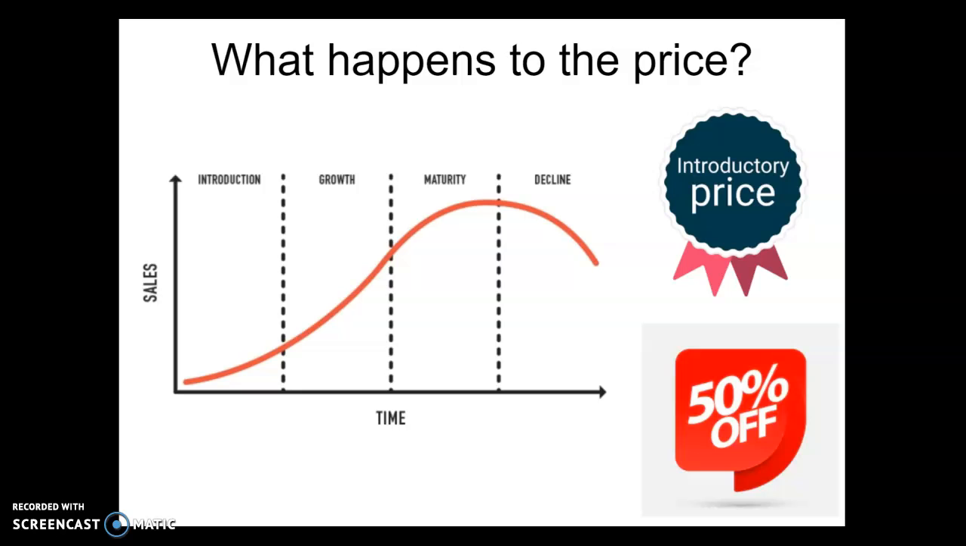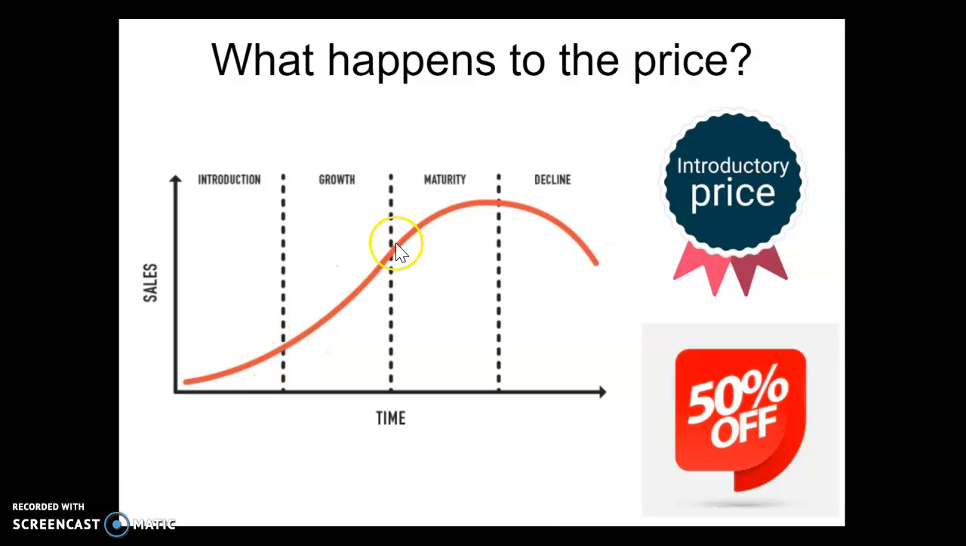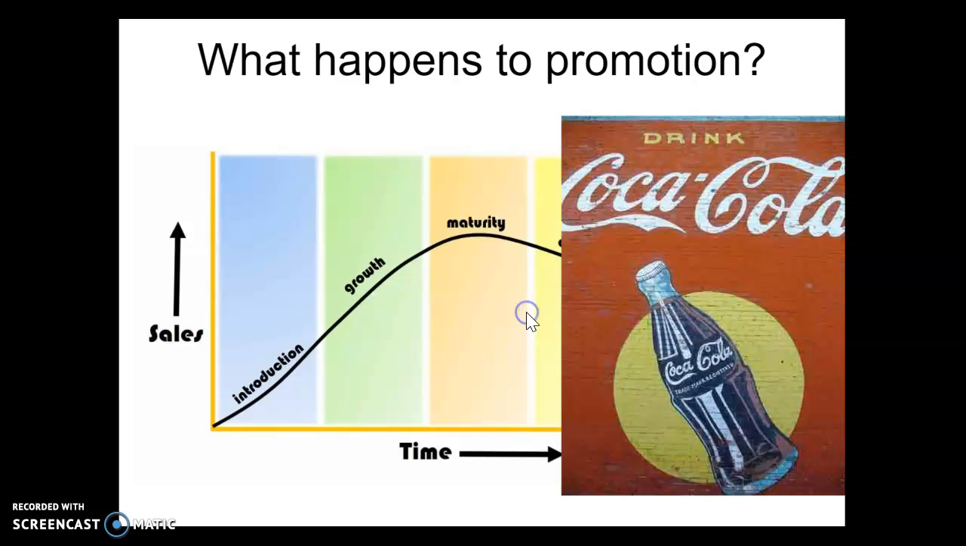So this is what happens to price at different stages of the life cycle. Unique products usually start with a high price. Products with lots of competitors start at a low price. As you go through the life cycle, prices become more competitive, which means they kind of meet in the middle, similar to competitors, but decline will always see price reductions.